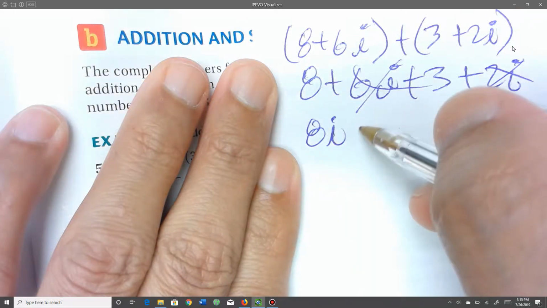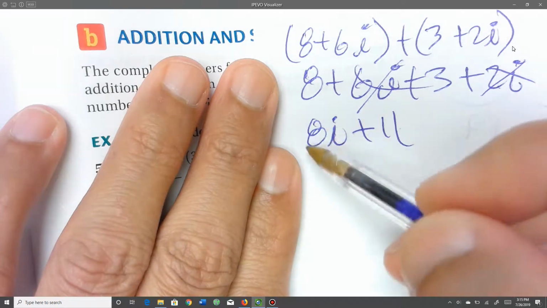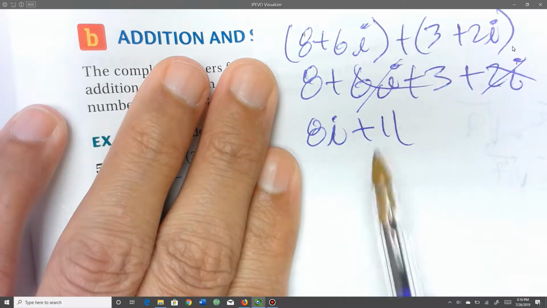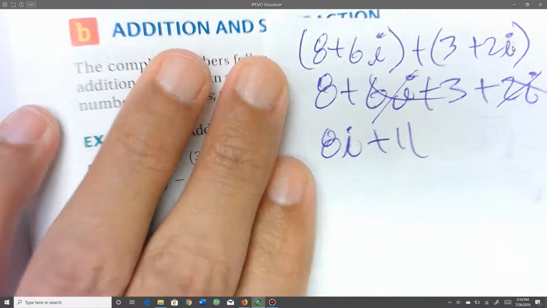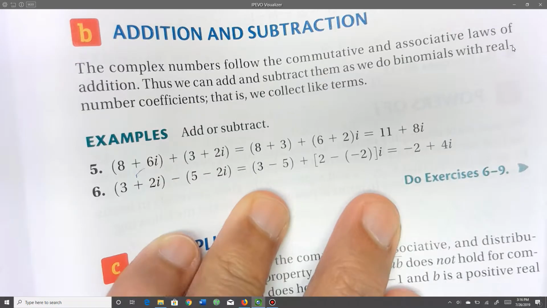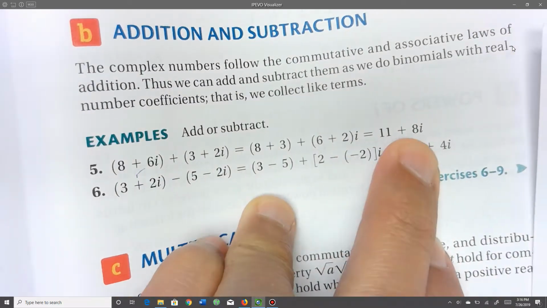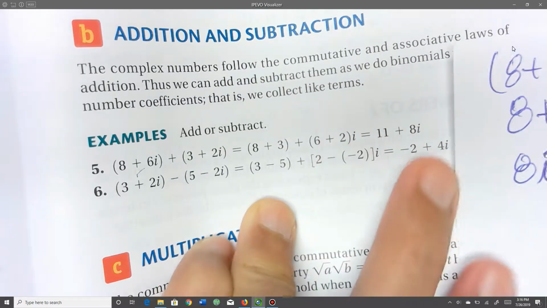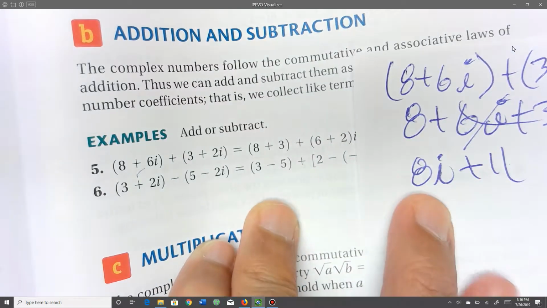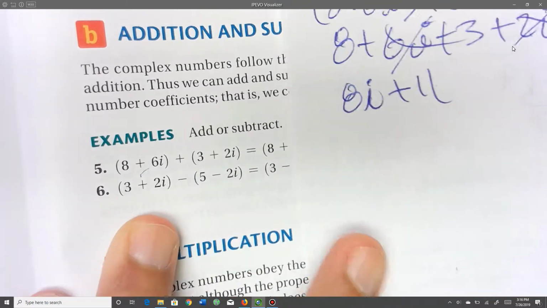Now my constants, put them together. That's 11. The simplified version of this, well, the addition, was this, and we're done. They wrote it as 11 plus 8i. I don't think you have to. Since I'm used to writing my variables first, that's what I did here. So you're good.